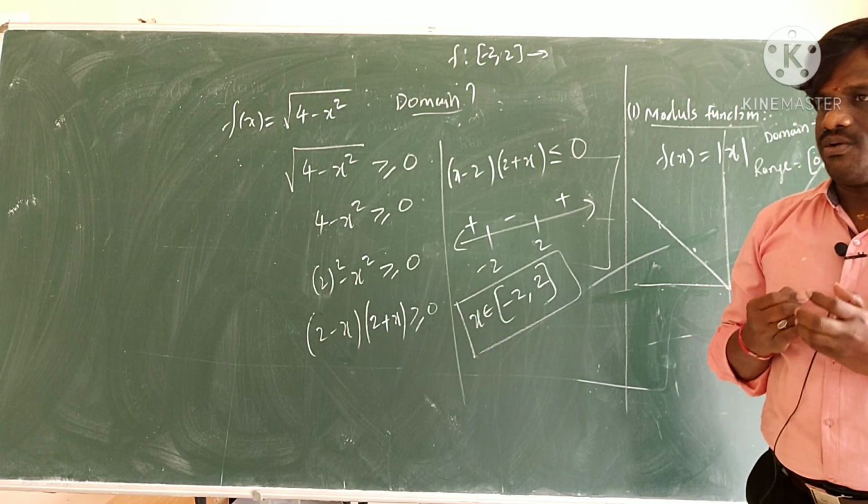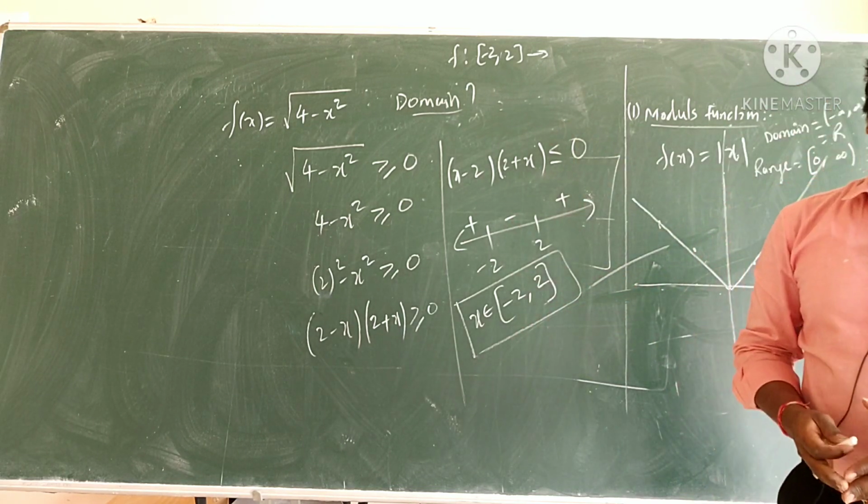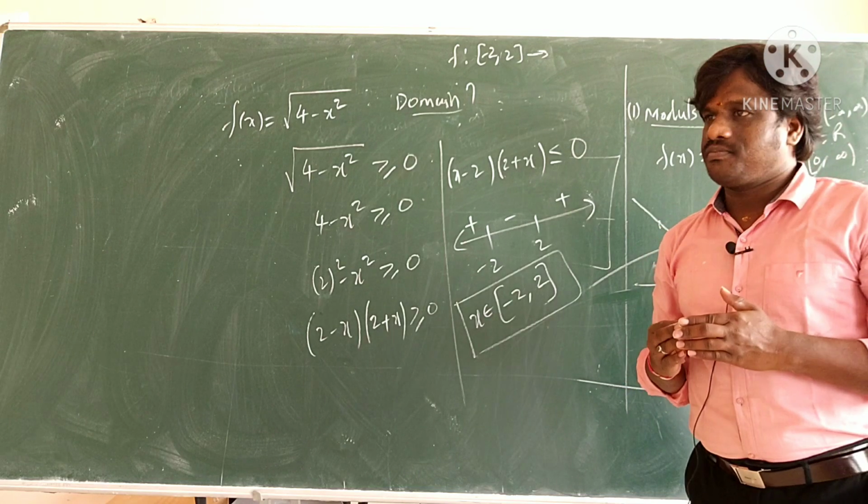किस वैल्यू के लिए डिफाइंड होता है वो डोमेन है, और कौन सी आउटपुट देता है वो रेंज है. इसके बारे में कल क्वेश्चंस करेंगे, राइट?